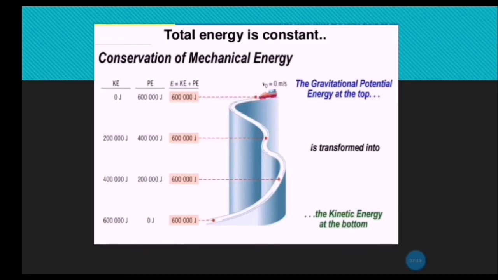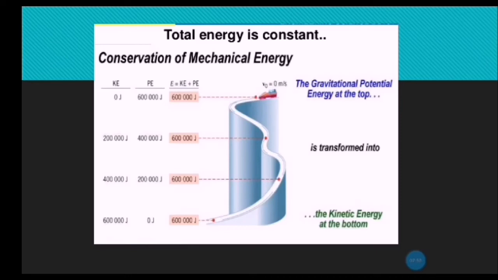Conservation of mechanical energy. This is also an example. At the top, I have gravitational potential energy, which is the highest, which is 600,000 joules. The E here means the mechanical energy, which is the sum of kinetic energy and potential energy, as we have seen in the previous lesson. And then this car is going down. So when it's going down, the potential energy is going down to 400,000, while the kinetic energy is going up to 200,000 because of the speed. If you pay attention, in the beginning, V0 equals 0 meters per second, which means I don't have kinetic energy. And then it goes down more.